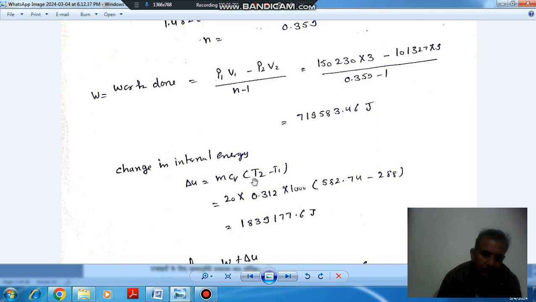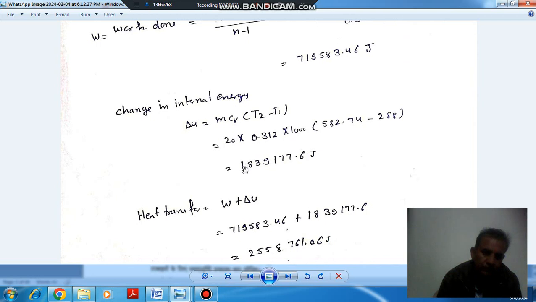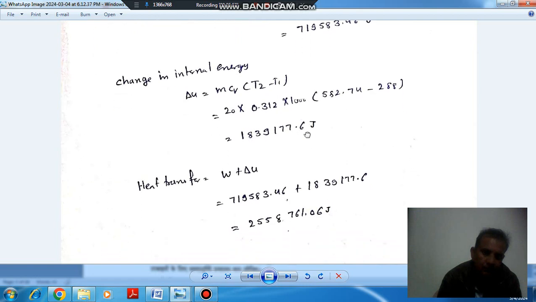So change in internal energy is m CV into T2 minus T1. Putting mass of argon as 20, CV as 0.312 in kilojoule, so in joule it will be multiplied by 1000, and T2 is 582.74 and T1 is 288. Change in internal energy comes out as 1839177.6 joule. And heat transfer using first law is delta U plus W. So that comes out as 2558761.06 joule.